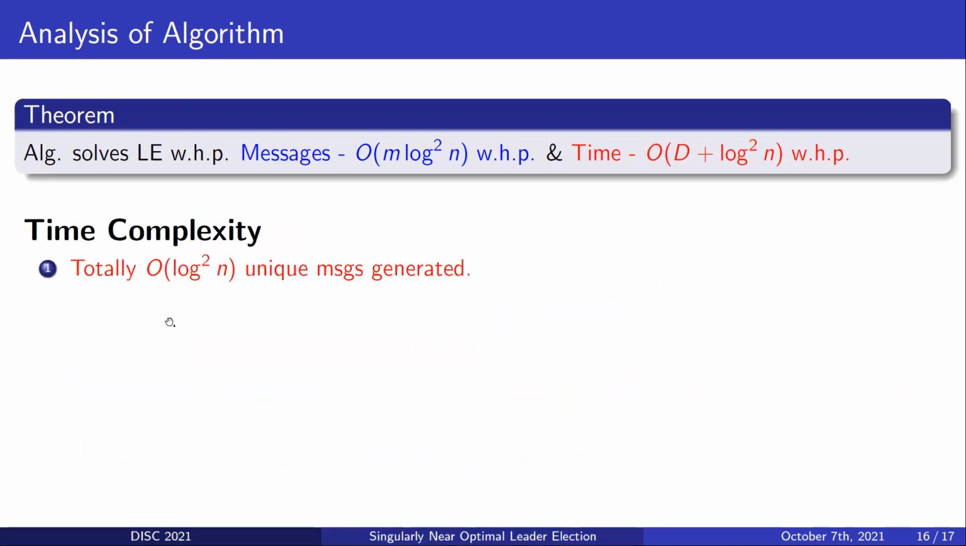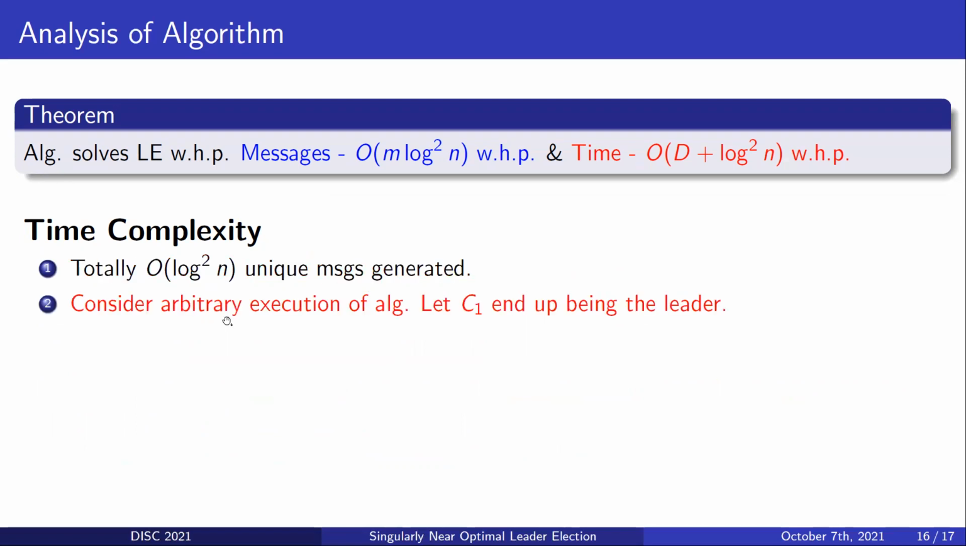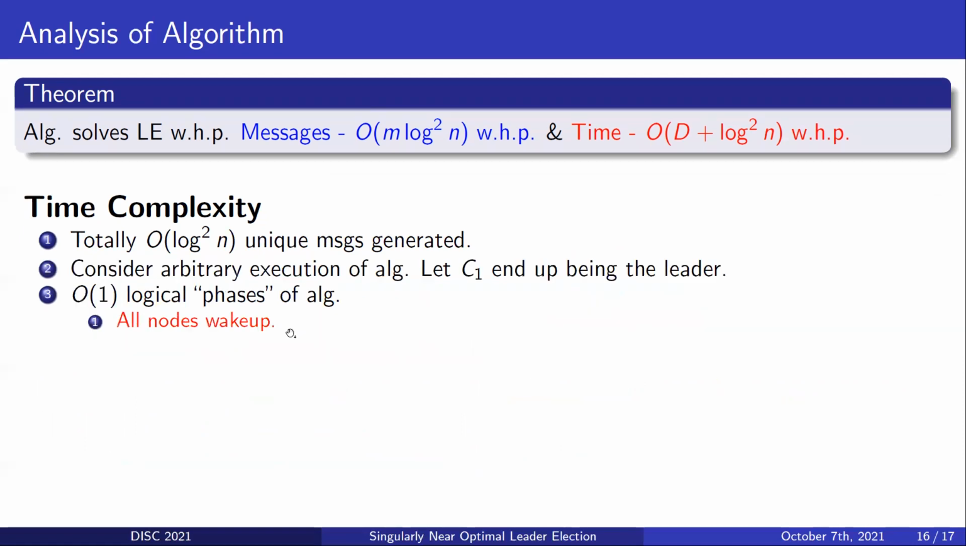Now, as for time, as I mentioned, there are log² n unique messages. Consider some arbitrary execution. Let C1 end up being the leader. Now, there are O(1) logical phases of the algorithm. What does this mean? It's basically a sequence of things that need to happen until the leader is elected. First, nodes wake up, then C1 broadcasts candidacy.